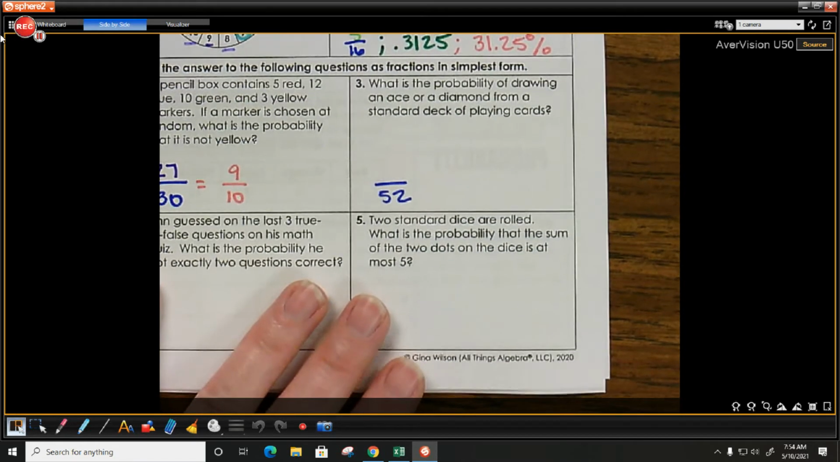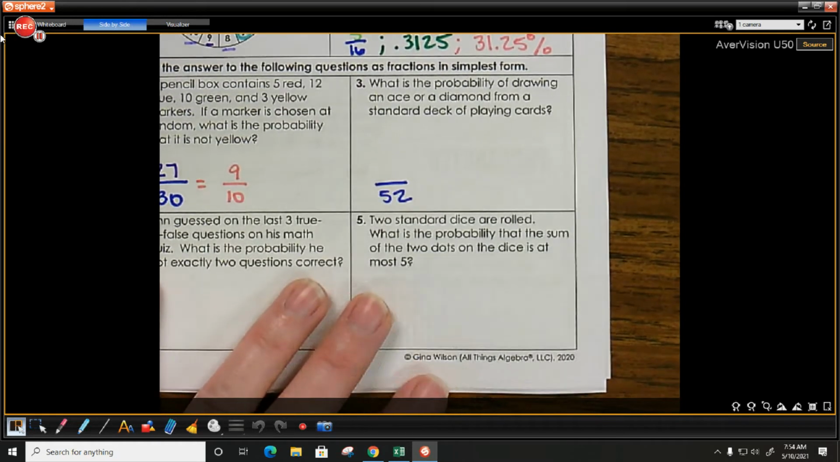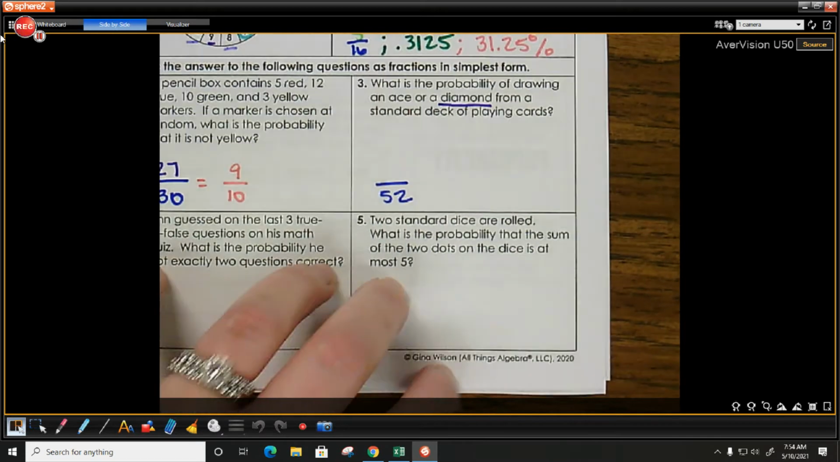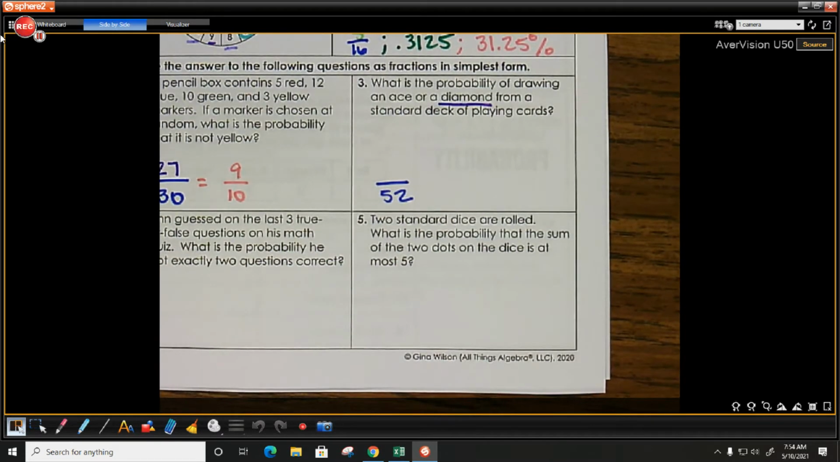Now, let's do the probability of a diamond first. How many diamonds are in a deck of cards? How many suits are there? 4. 52 divided by 4 is 13. There's only 13 of each suit, guys.